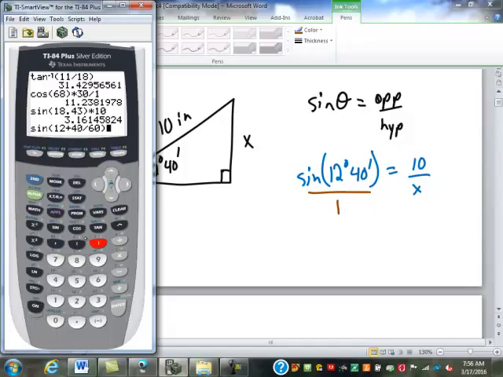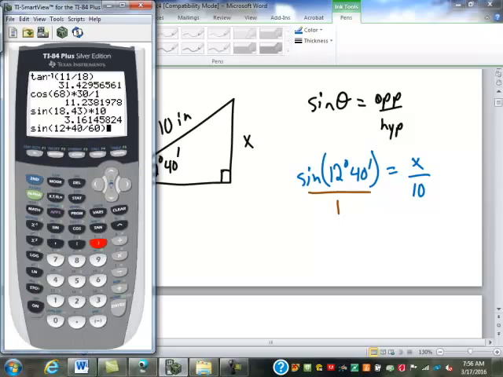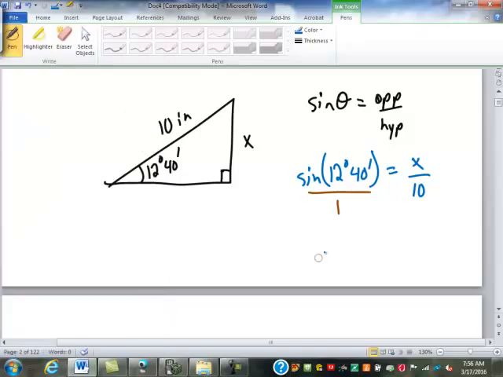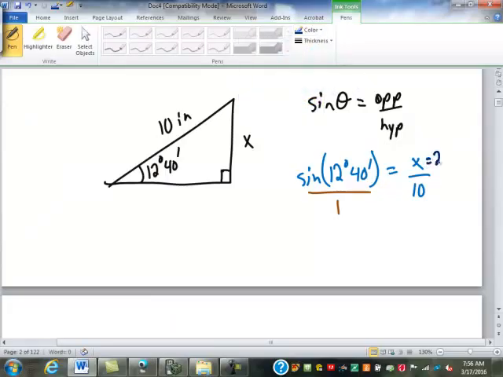Oh, you're right. I did that backwards. Thank you very much. Yeah, I was just getting too quick there. Yeah, this should be x over 10. Thank you. So I've got that. Then it's times 10 equals 2.1928 inches.